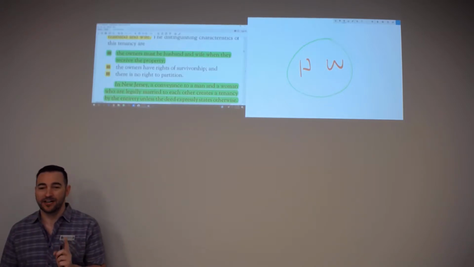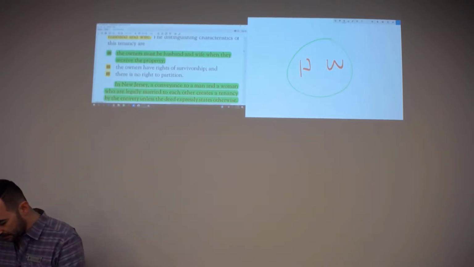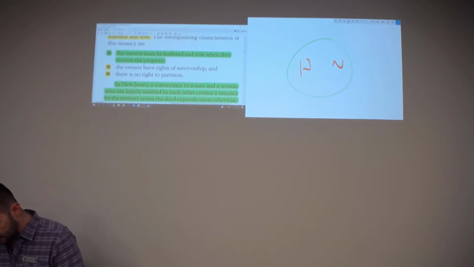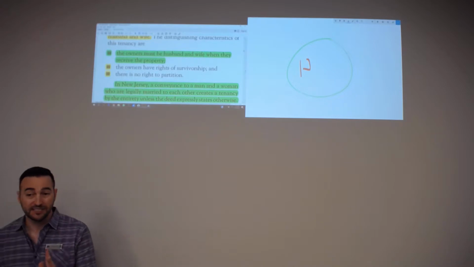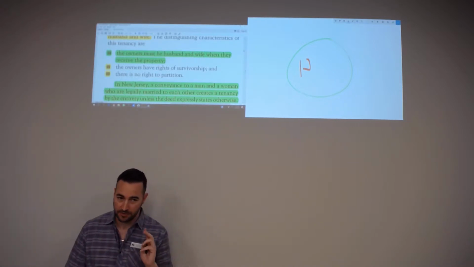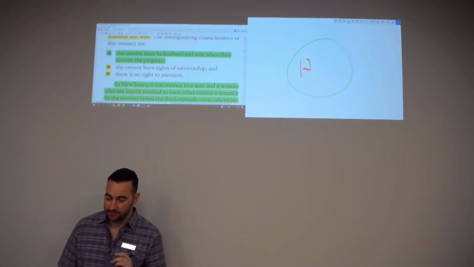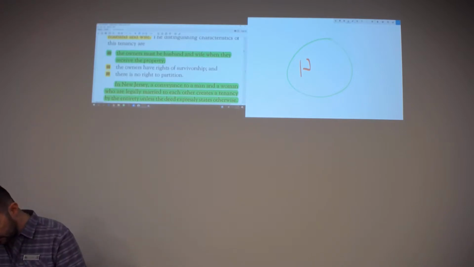The owners have right of survivorship. What does that mean? It means that if the wife dies, the husband gets everything. They must have purchased the property together. Remember this. Both names are there. If the wife dies, husband gets everything.